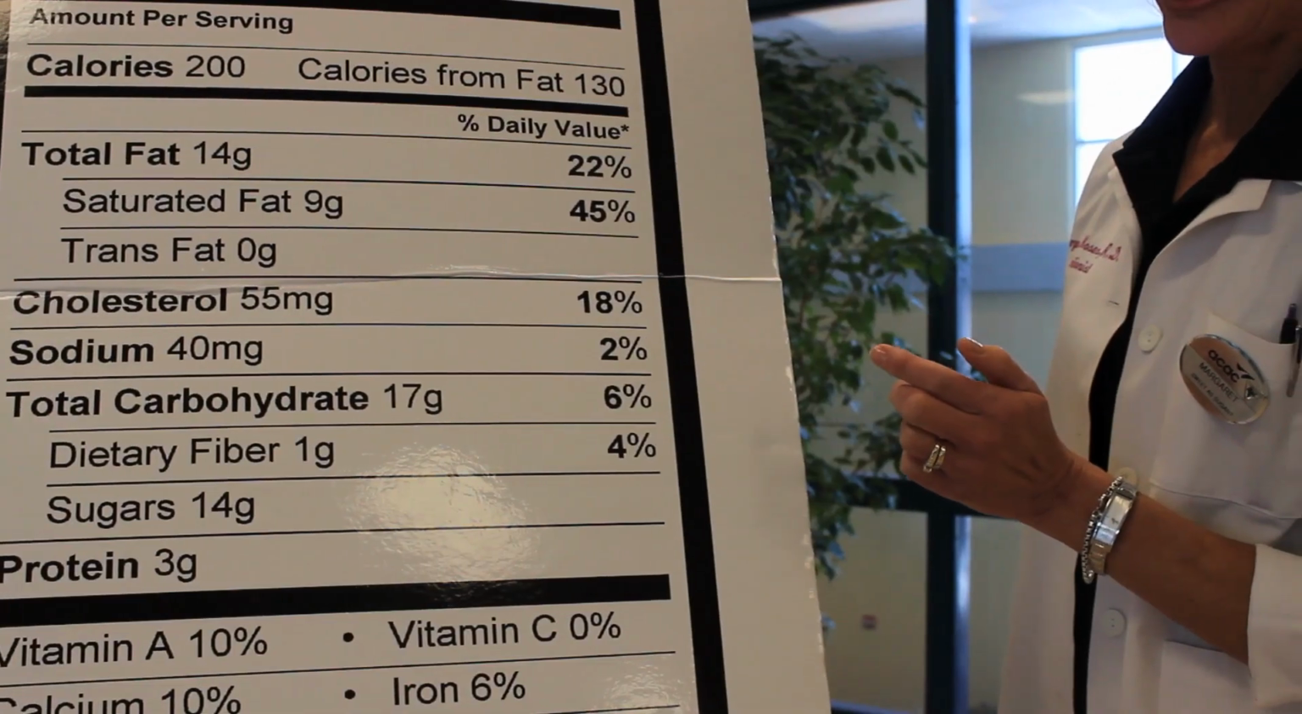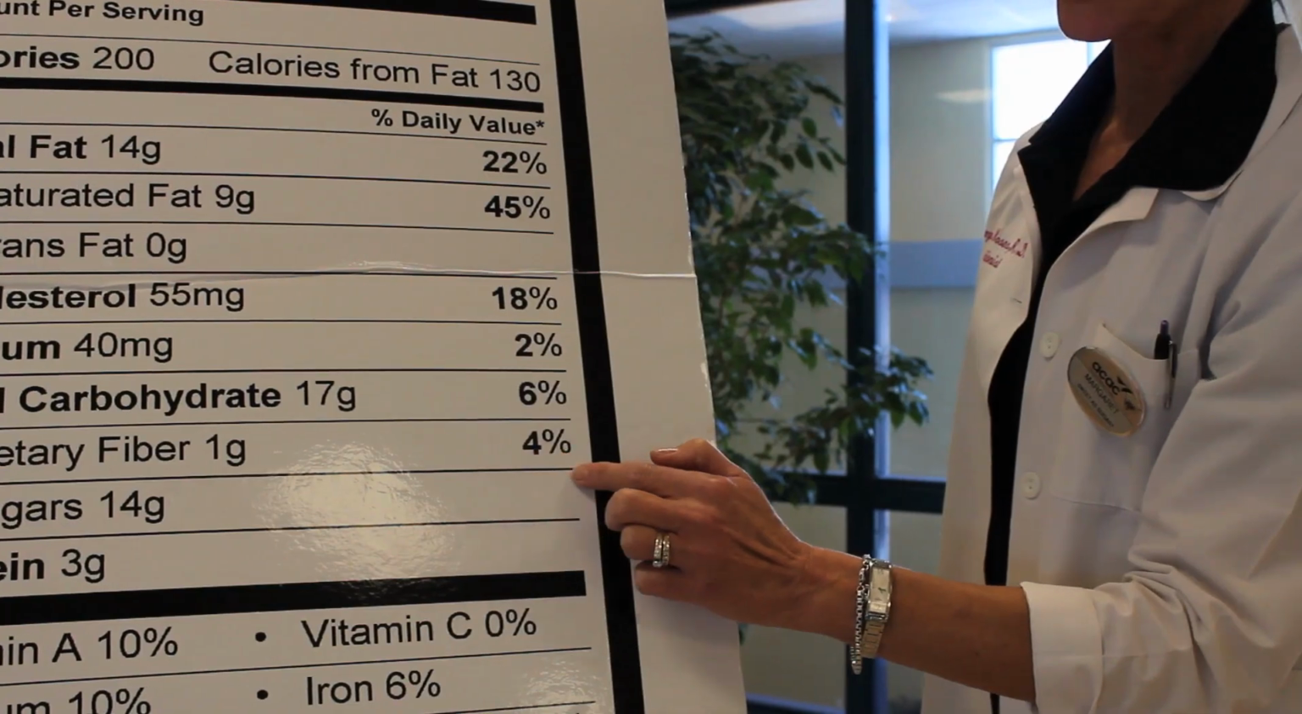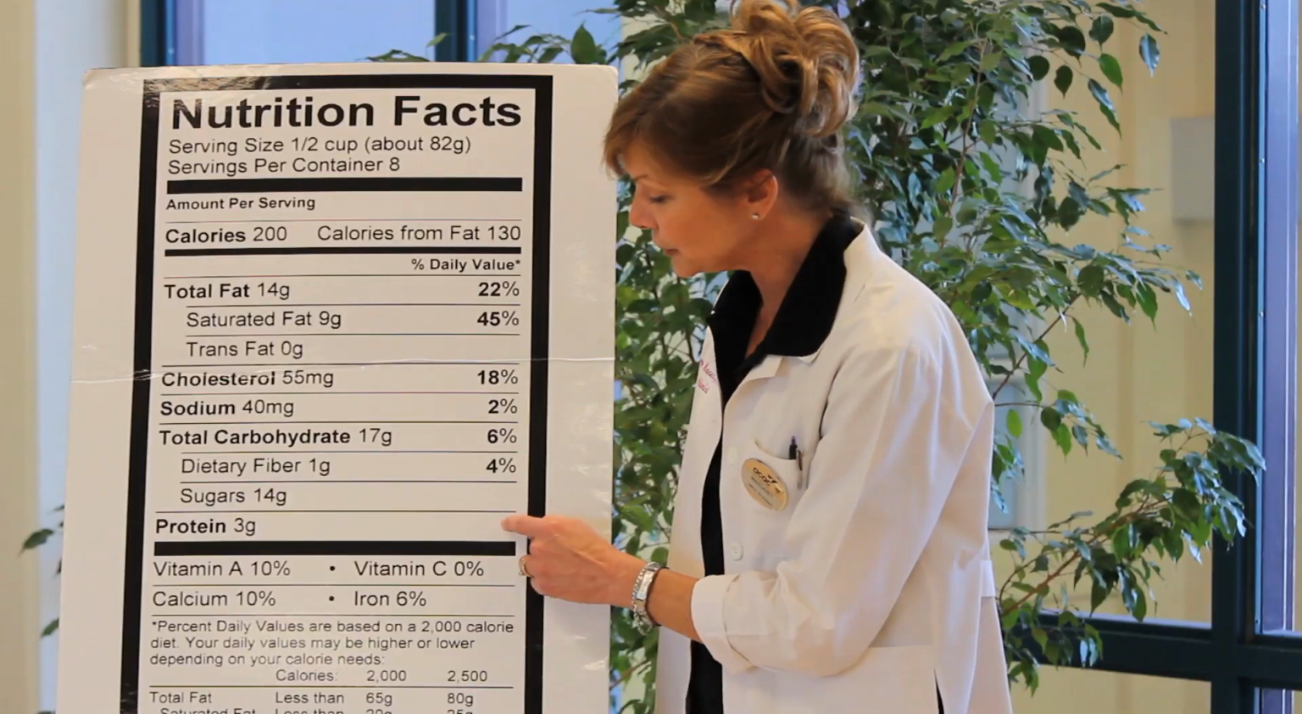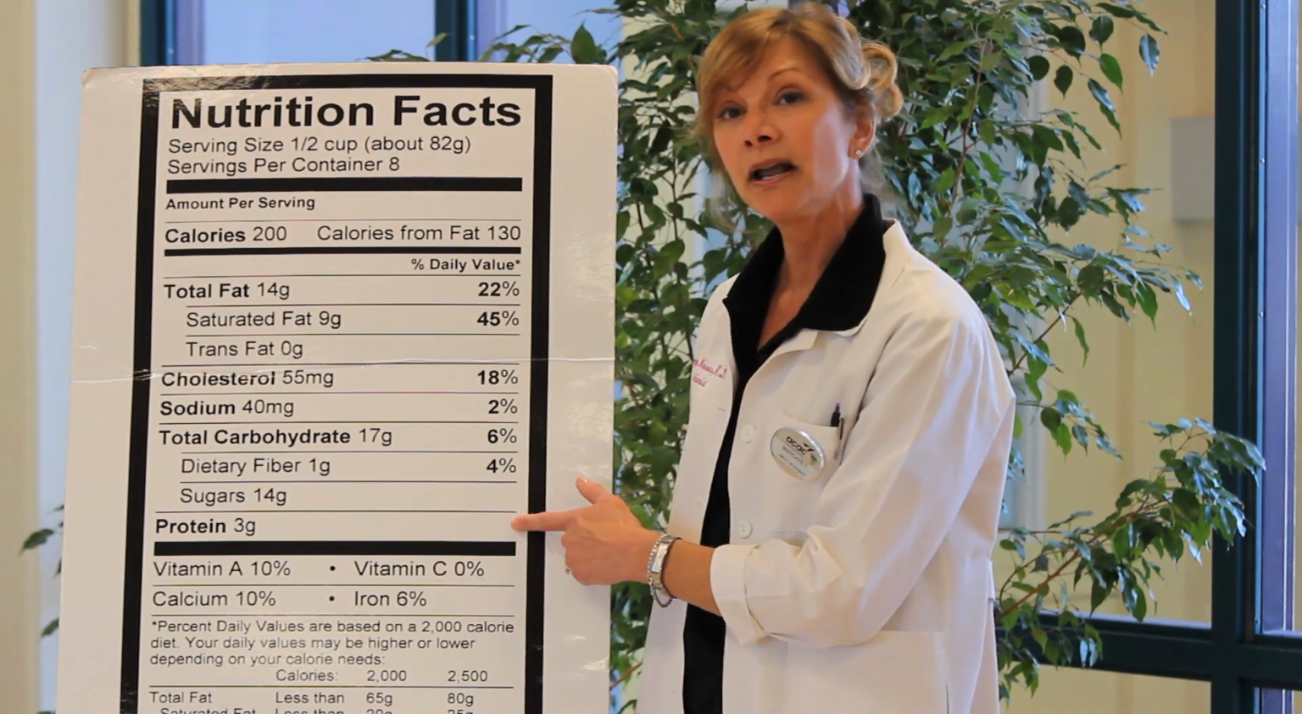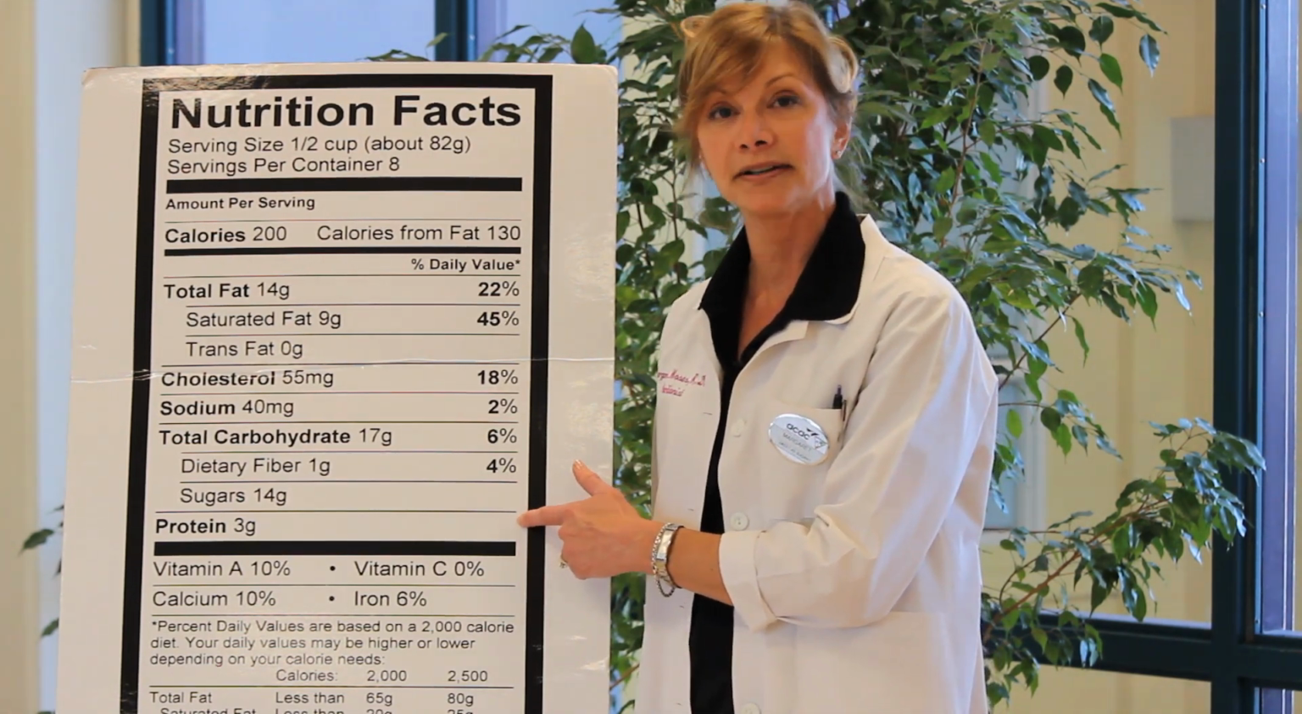There's also no percent daily value listed for sugar because up until about a year and a half ago, there were no guidelines. American Heart Association came out with the guidelines, and basically they're saying women should have no more than 28 grams of sugar a day, and those are added sugars, and men should have no more than 40 grams per day. There's no percent daily value for protein because everybody's protein requirements are different.